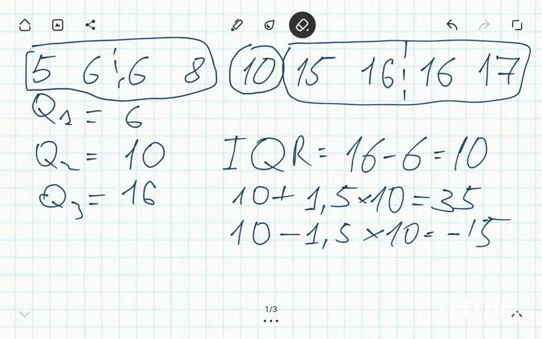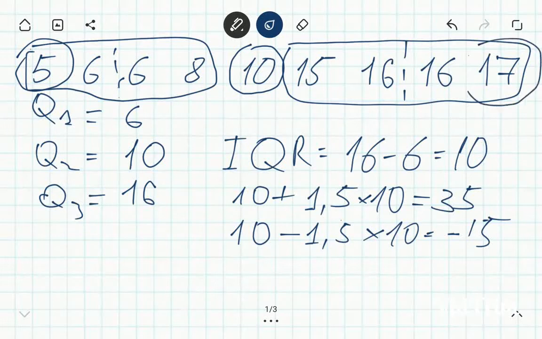Yeah, let me clean up a bit. Okay, so now if we look at those two boundaries, our minimum, which is 5, and our maximum, which is 17, are inside those boundaries. So that means that we have no outliers, and we can just go forth and make our box plot. What we get now is called the 5-number summary. Whenever you have no outliers, the 5-number summary is the way to go. The 5 numbers are the 3 quartiles and the minimum and maximum values.